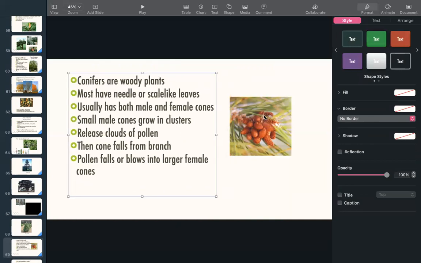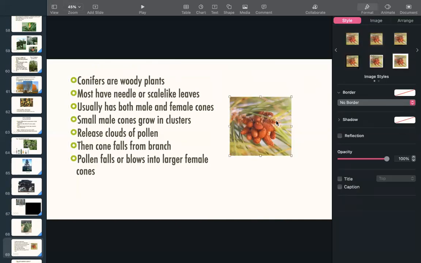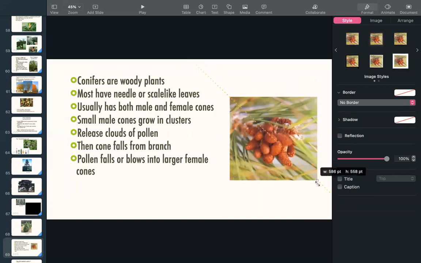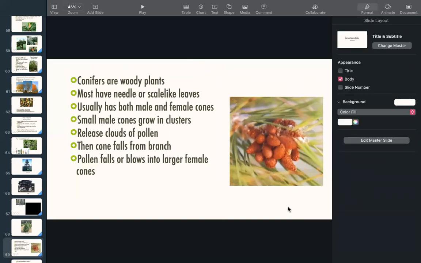Okay, so conifers are the evergreen trees that have needle-like leaves. They usually have both male and female cones. Like I said, this is a group of male cones. Female cones are going to be much larger and be singular. When the male cone releases the pollen, then they are no longer useful, so the cone falls off.